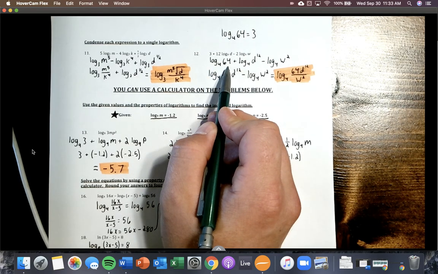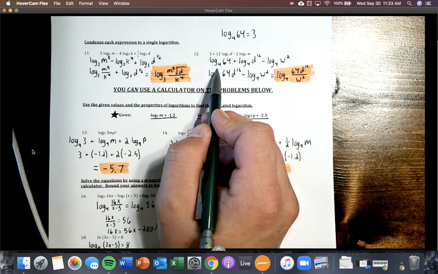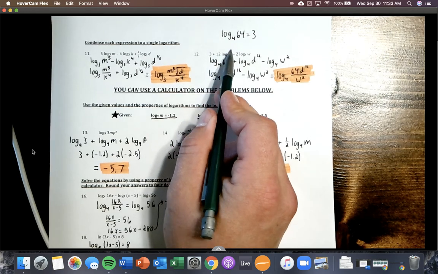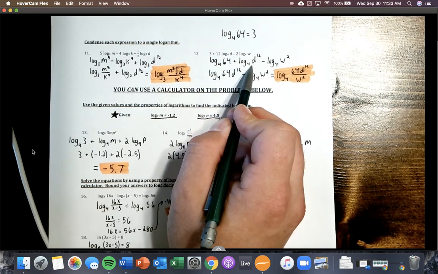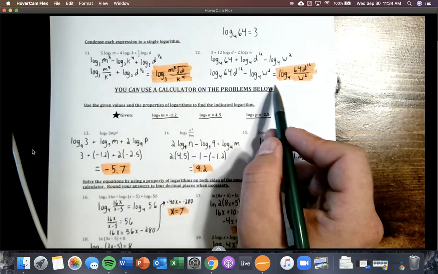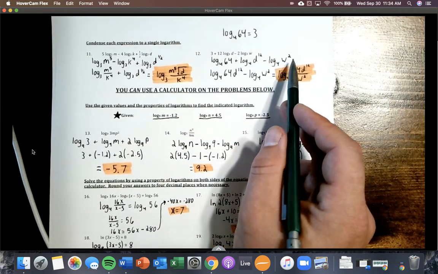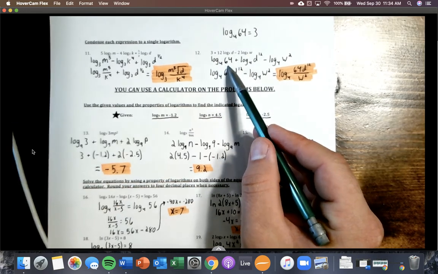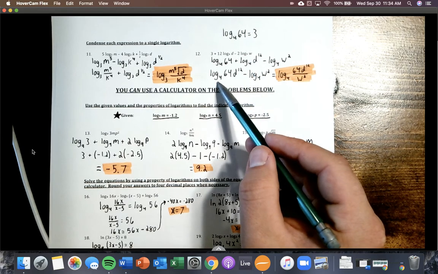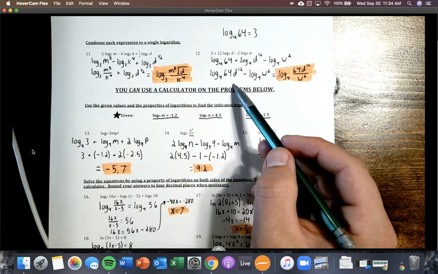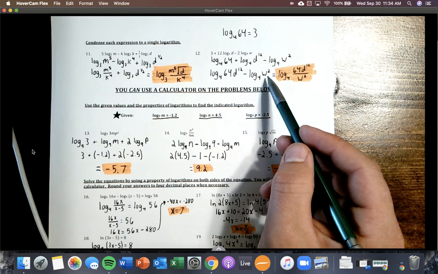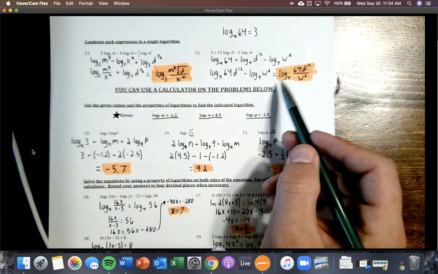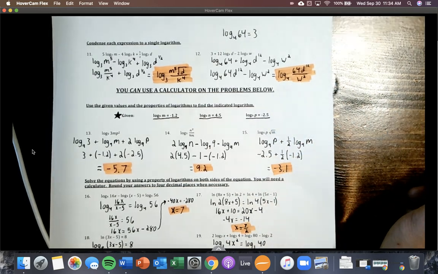And now it becomes a little bit easier to combine them because they all have the same base. This 12 log base 4 of d, we're going to take that coefficient and make it the exponent. This becomes log base 4 of d to the 12, and then minus log base 4 of w squared. Then we see this addition problem. We know we can multiply the terms inside, and it becomes log base 4 of 64 times d to the 12, minus log base 4 of w squared. The subtraction just becomes a quotient, a division problem. So we have log base 4 of 64 d to the 12th all over w squared.